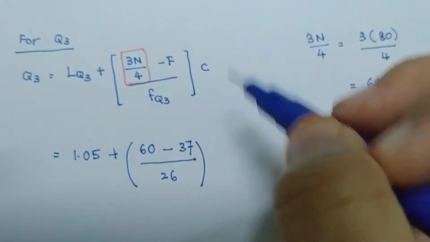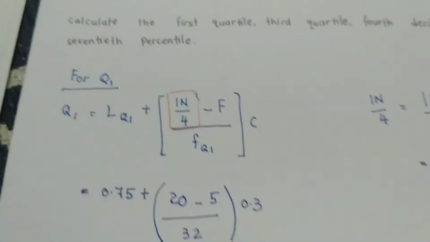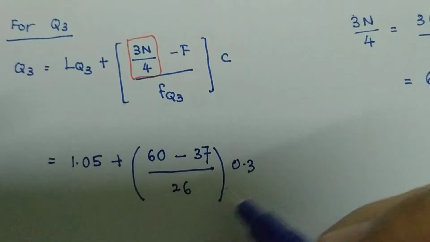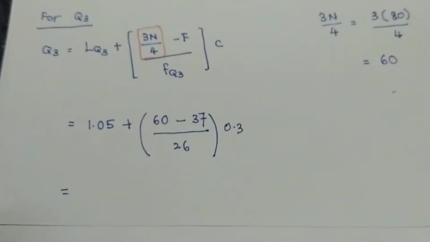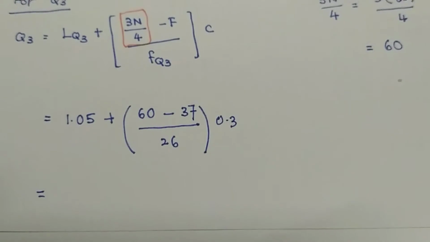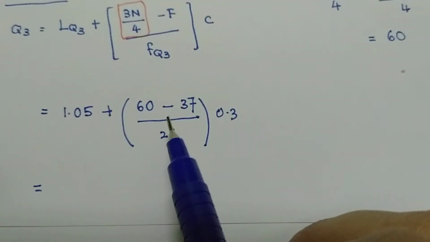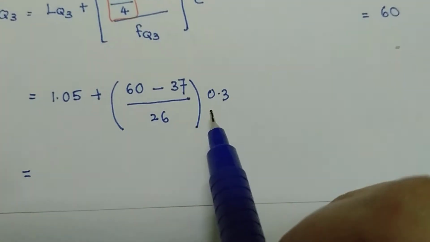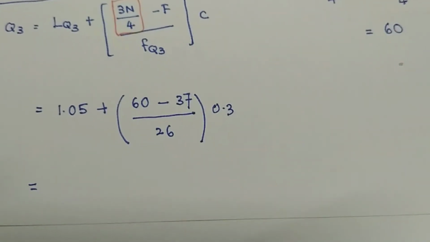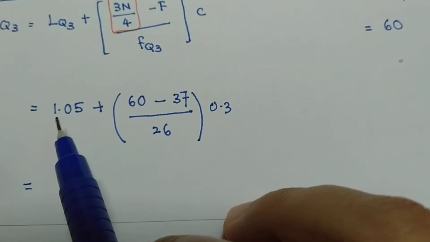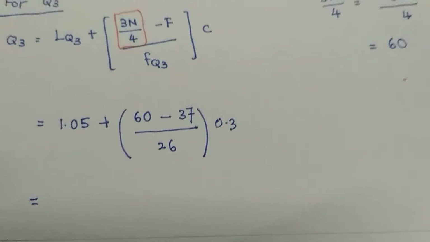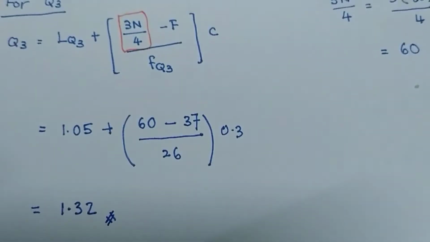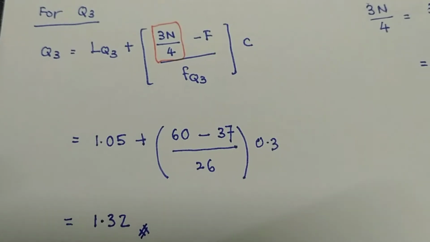And then multiply with C. Our C is 0.3, which we already calculated just now. So 60 minus 37, divide by 26, multiply with 0.3, and then we add 1.05, so we get 1.32. Okay, so this is our Q3.